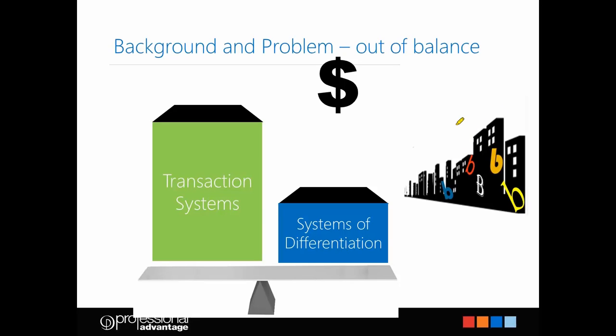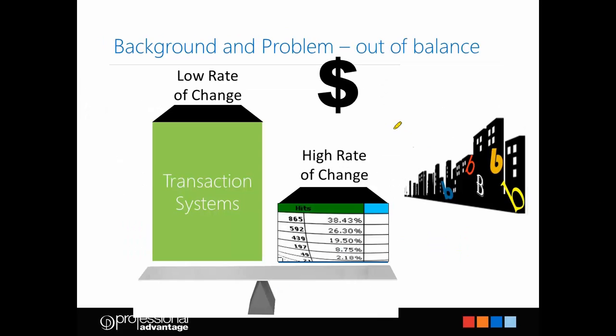Okay, I'm just going to set the scene here, on the background to the problem as far as systems are concerned. You may remember this slide from the Academy. It's the out-of-balance nature of the investment and energy that we put into our transactional systems, as opposed to what we're talking about today, which is systems of differentiation. And systems of differentiation, as we often see, are characterized by being done in Excel.